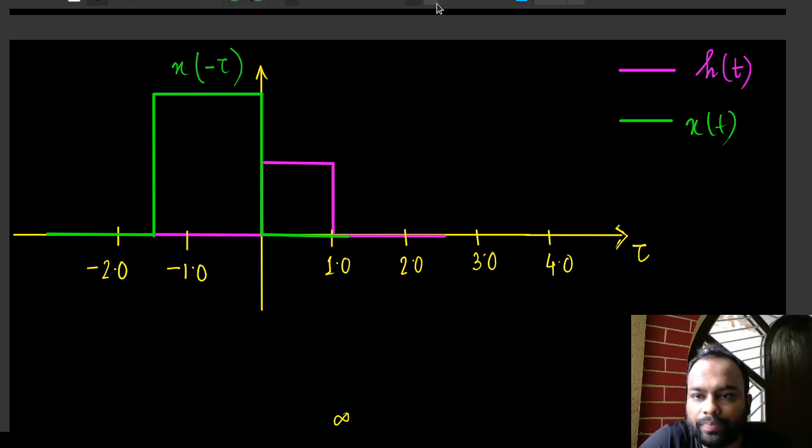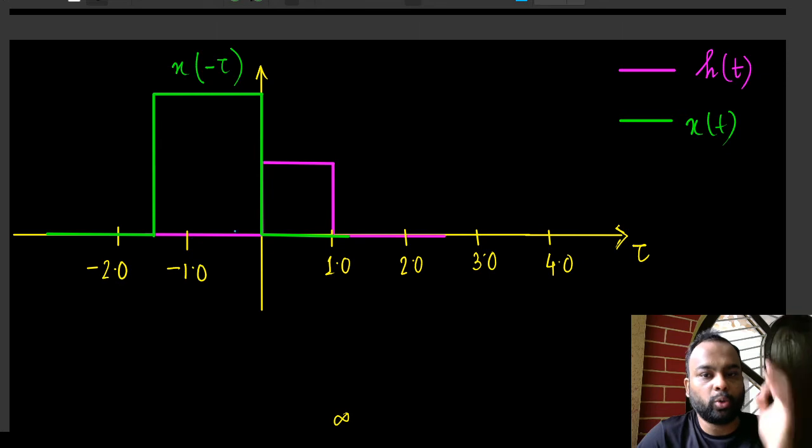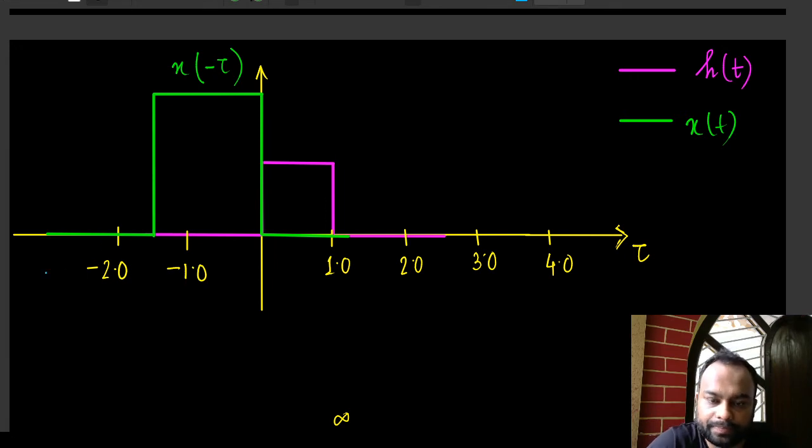At t equal to 0, at this particular point, this green signal is transiting from a value of 2 to a value of 0, and this purple signal is transiting from a value of 0 to a value of 1. So basically at this point both of them are 0, because this transited from a high value to a low value and ended at 0, and this transited from a low value to a high value and started from 0. So both of them are 0 again.